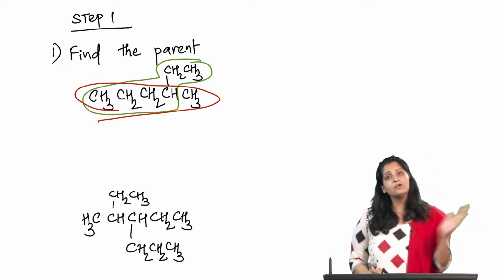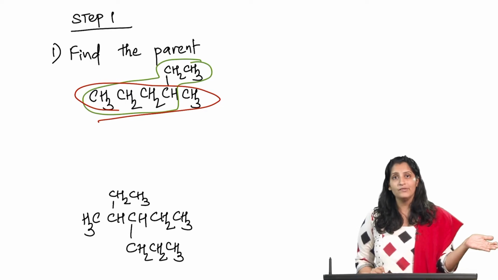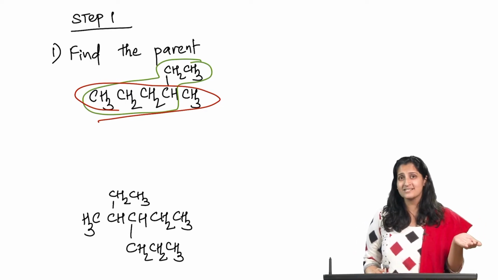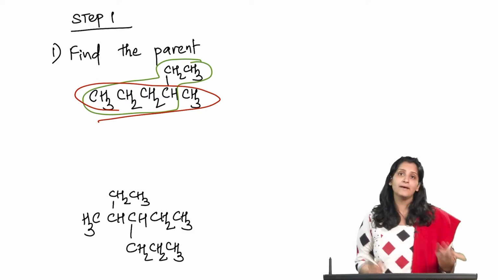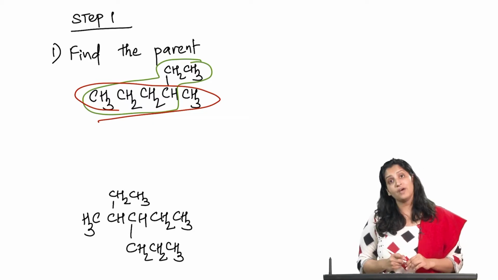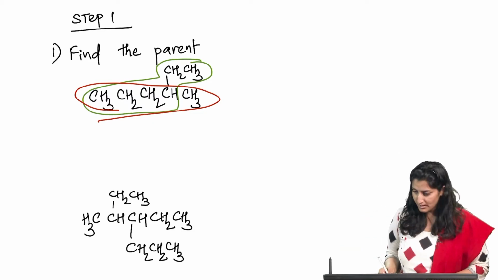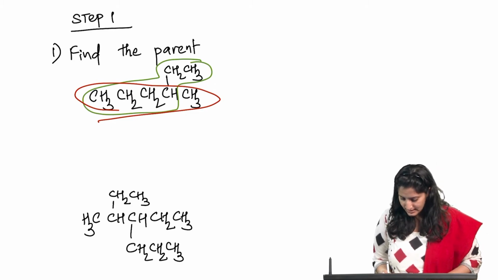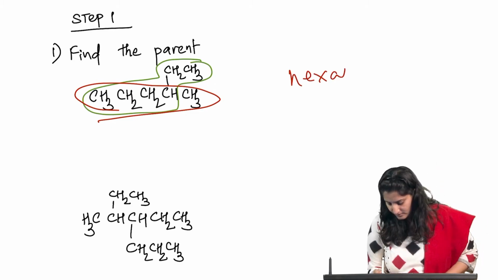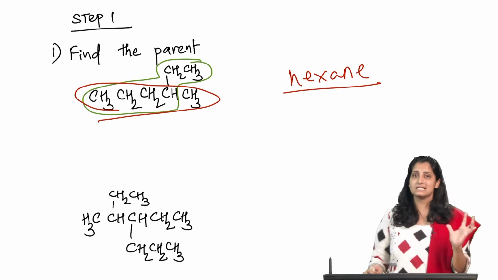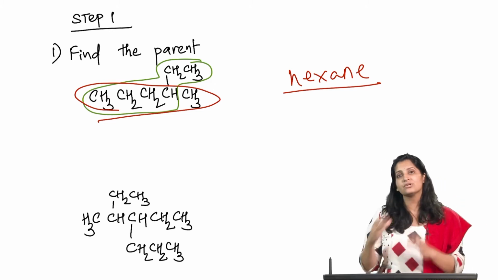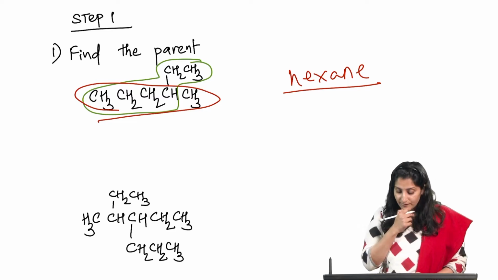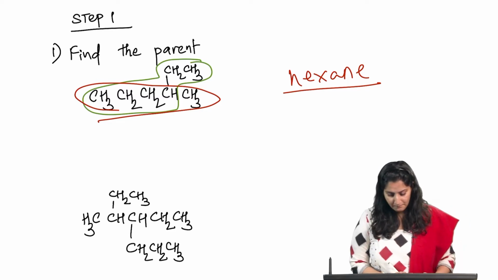If I count the number of carbons in the green one, it has 6 carbons. If I count the number of carbons that is circled with a red pen, you can see that it only has 5. So, in this case, this will be named as a substituted hexane. Again, hex meaning 6, ane meaning alkane. So, this will be named as some substituent of hexane.